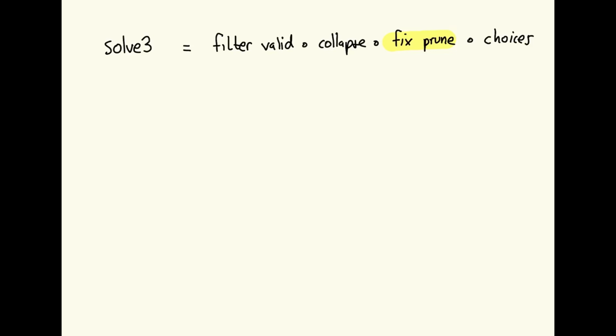Okay, so the idea of computing a fixed point of the pruning function is we're going to keep on pruning out single choices from any row, column, or box until that isn't possible anymore. And then we'll call collapse, and then we'll call filter valid. And what we found last day is that this simple solve3 function can solve easy grids immediately. In fact, you could actually characterize easy grids as ones that can be solved using this particular function.